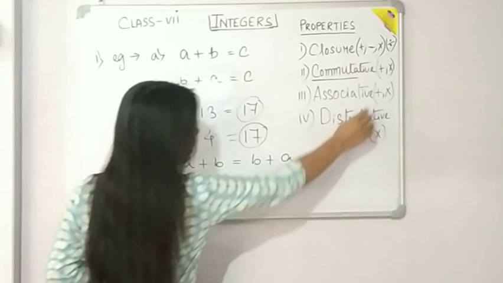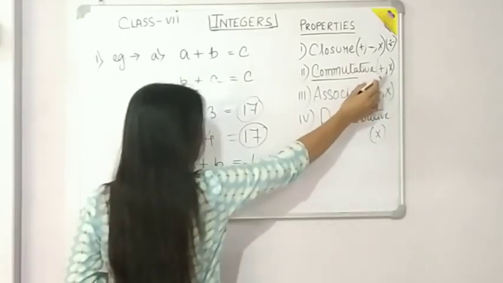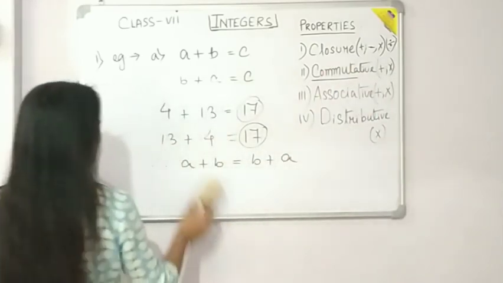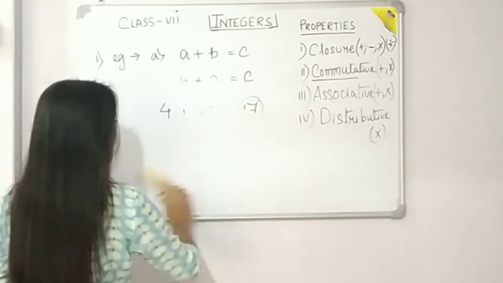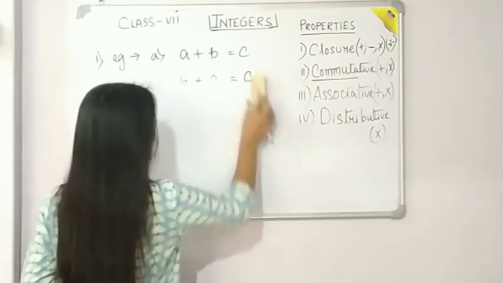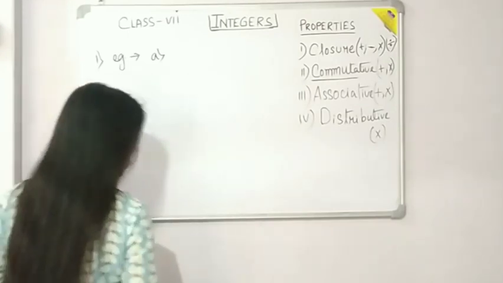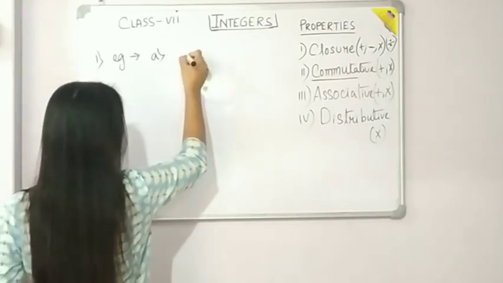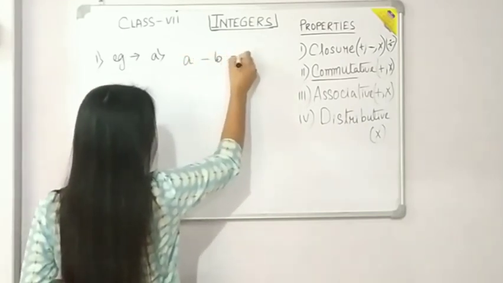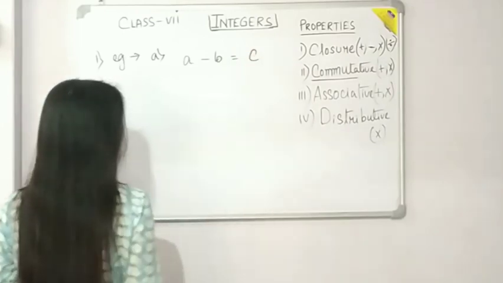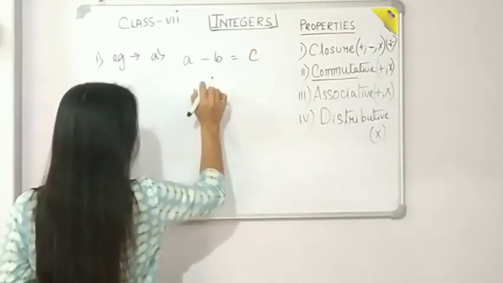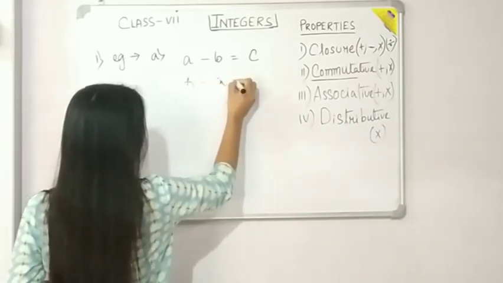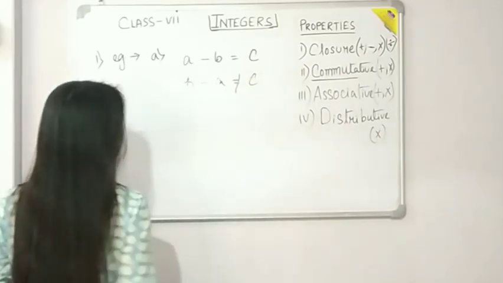Next is what? I have written here multiplication. I have not written subtraction, neither division. Why? Because this commutative property does not follow in subtraction. Let me show you. What we are doing here, we are changing the order. We are swapping the numbers, isn't it? So if I take a minus b and if I get the answer as c, what we have to do? According to commutative property, we have to swap the numbers. That means we have to do b minus a, but the answer will never come the same as c.